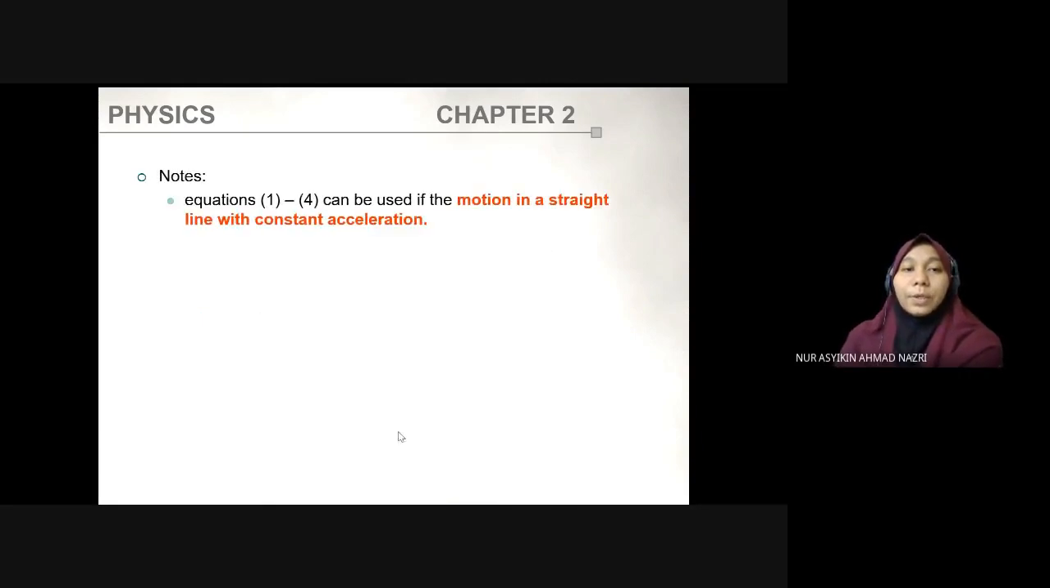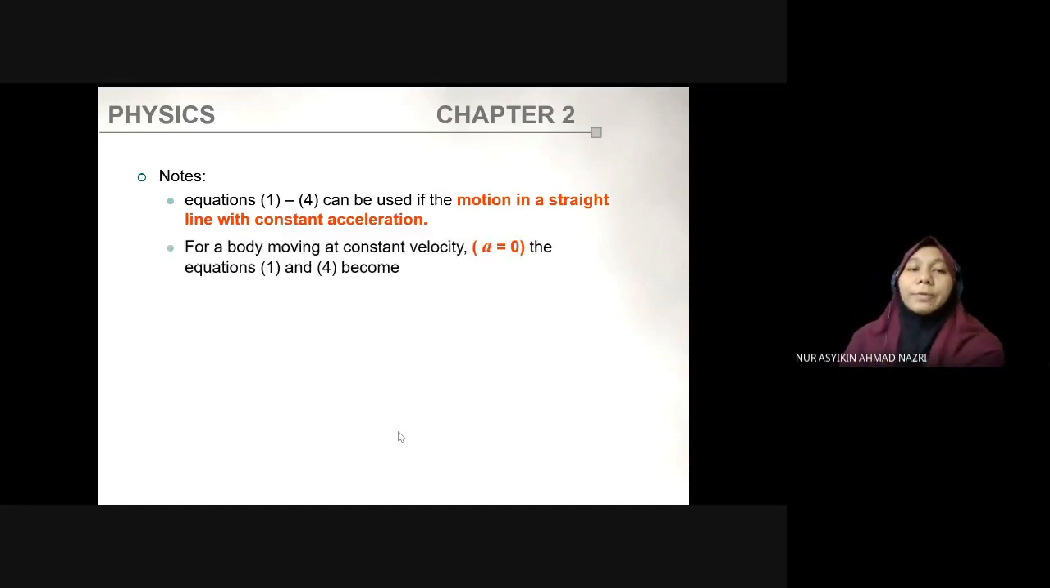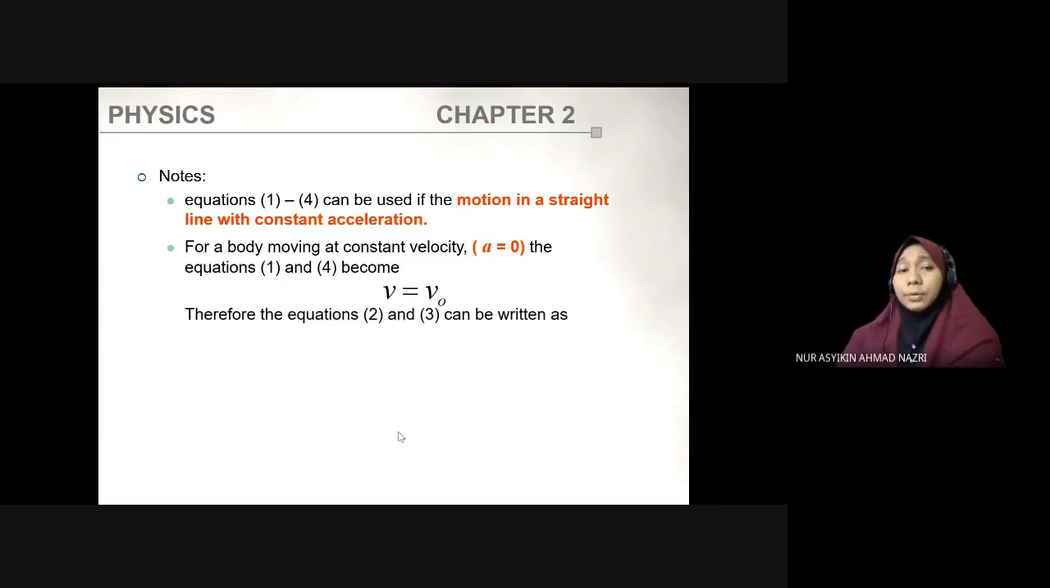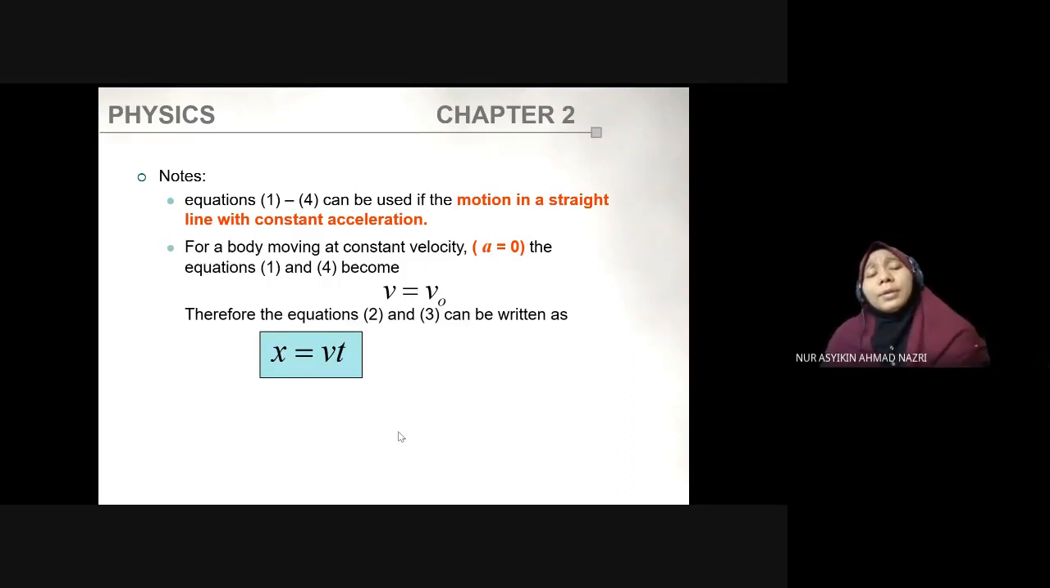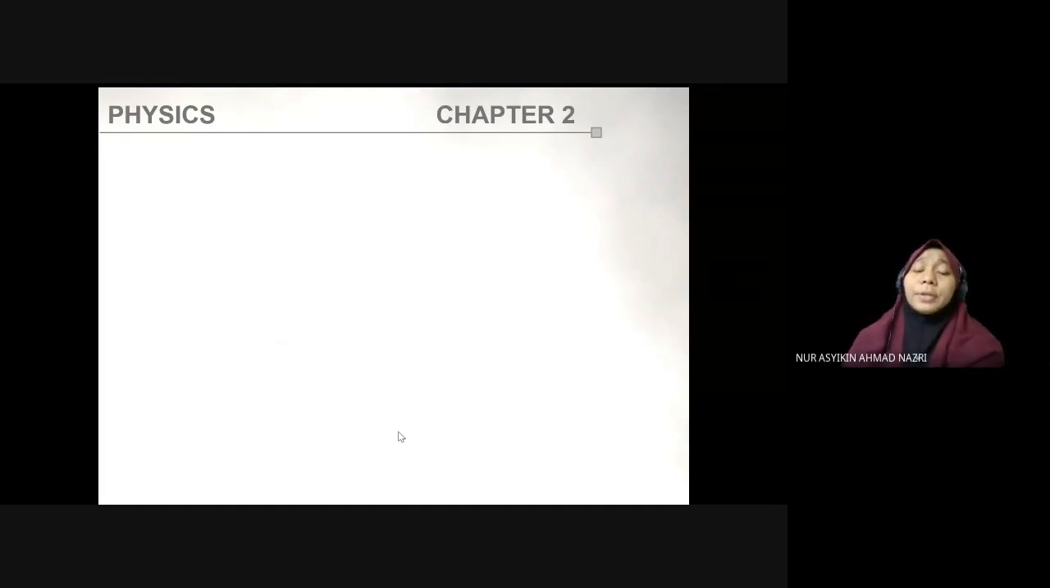Alright, so note equations 1 to 4 can be used for motion in a straight line with constant acceleration. For a body moving at constant velocity, acceleration is equal to 0. So there is no problem. We get the original equation, X over T equals V, or S equals V T, which does not involve any acceleration.